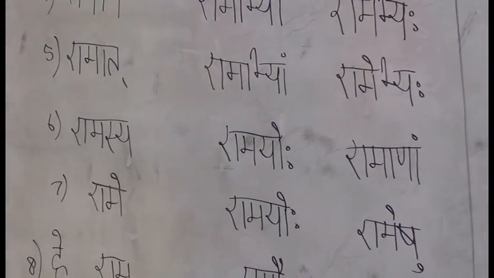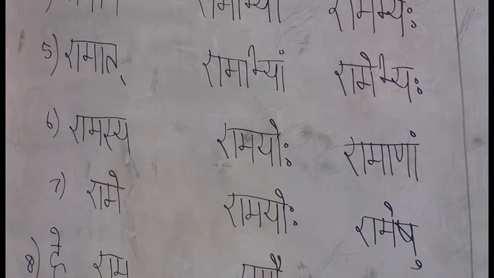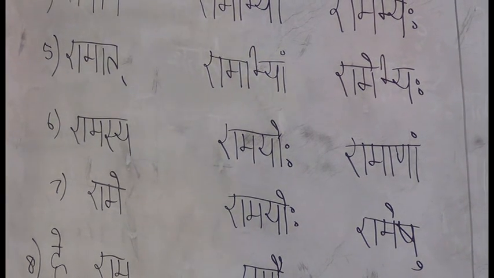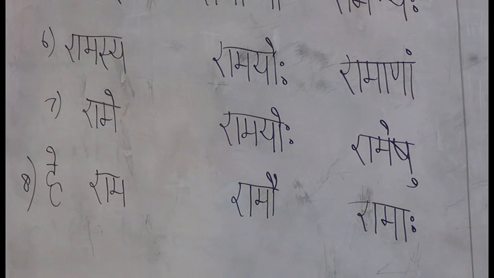That one, it's okay. So let's do over the sixth case. Ramasya, Ramayoh, Ramanam. Seventh case. Rame, Ramayoh, Rameshu. Rameshu, Shu. And it is in form. Yeah? Okay. We'll do it over one more time.